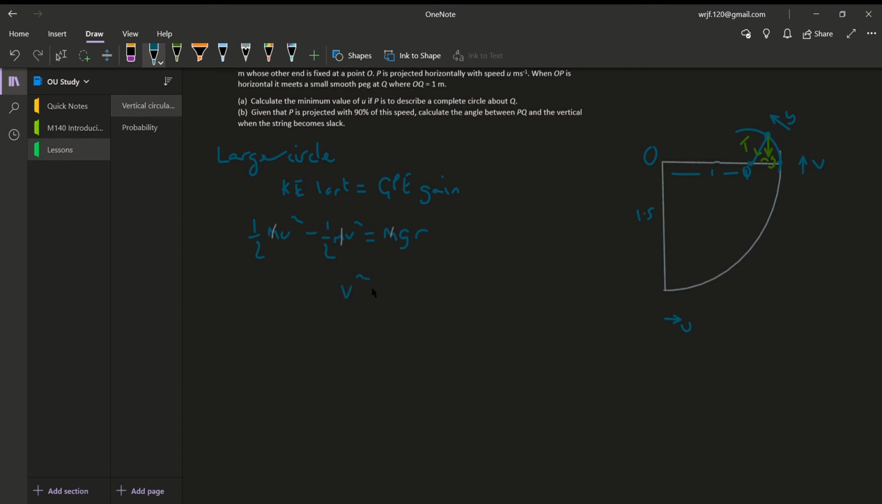So we're going to end up with v squared equals u squared minus 2gr. And we know what the radius is actually. In this case, r is 1.5, so I can substitute that in, giving me v squared equals u squared minus 2 times 1.5 g, which is 3g, so v squared equals u squared minus 3g.